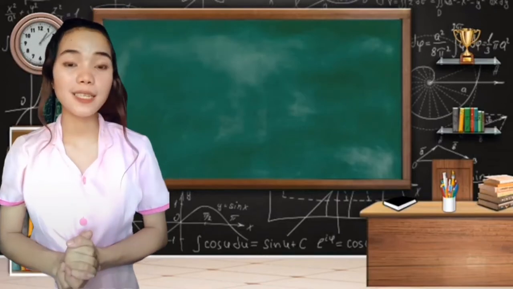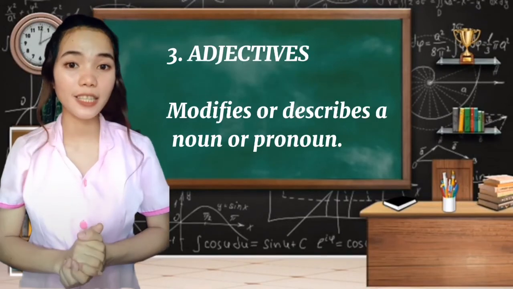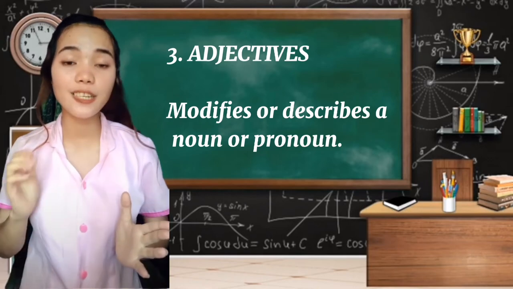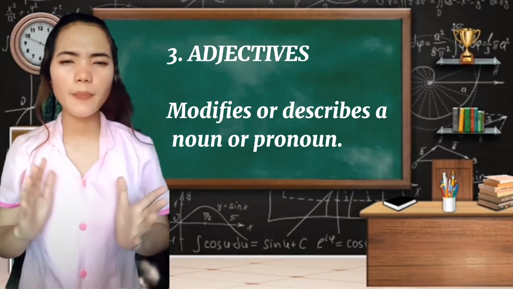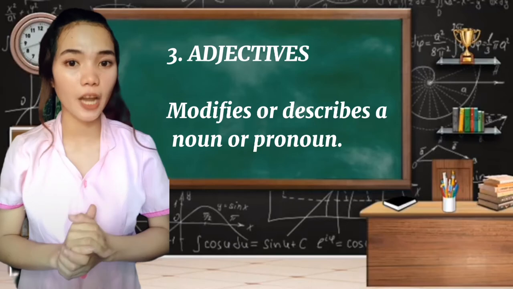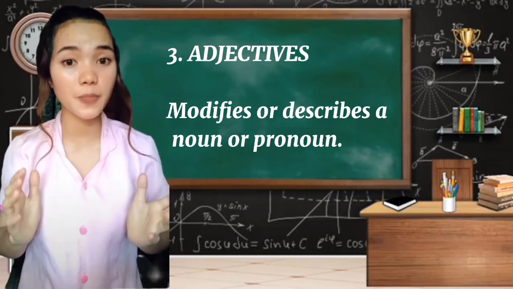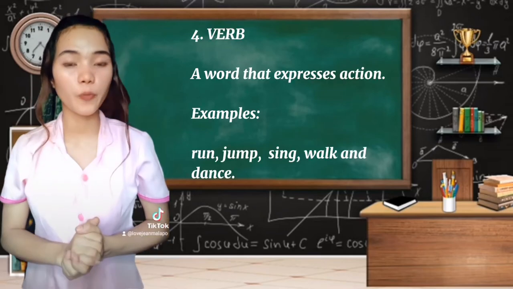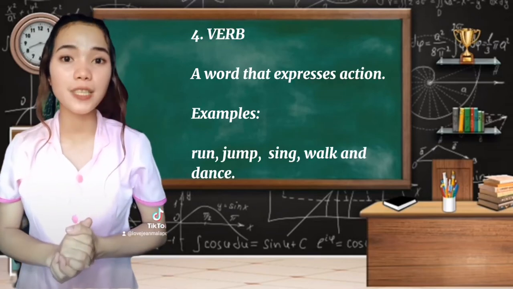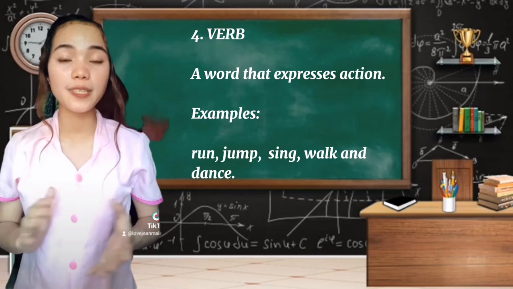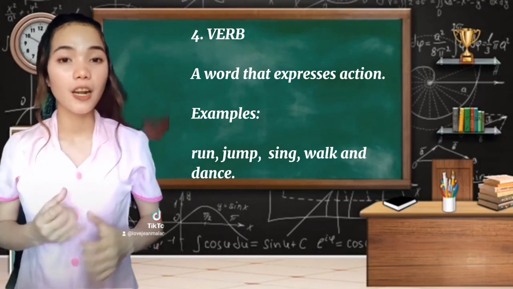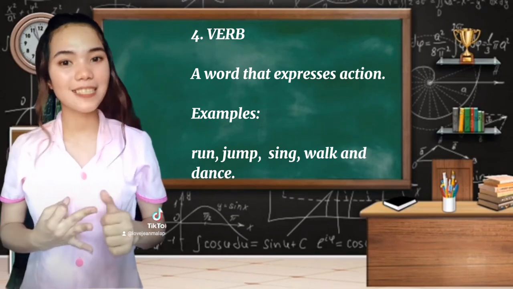Another part of speech is the adjective. So when we say adjectives, these are the words that describe a noun. Think about your favorite movie. How would you describe it? You might say it is funny or suspenseful. The next is the verb. When we say verb, these are the words that express action or state of being. For example, run, jump, and sing.